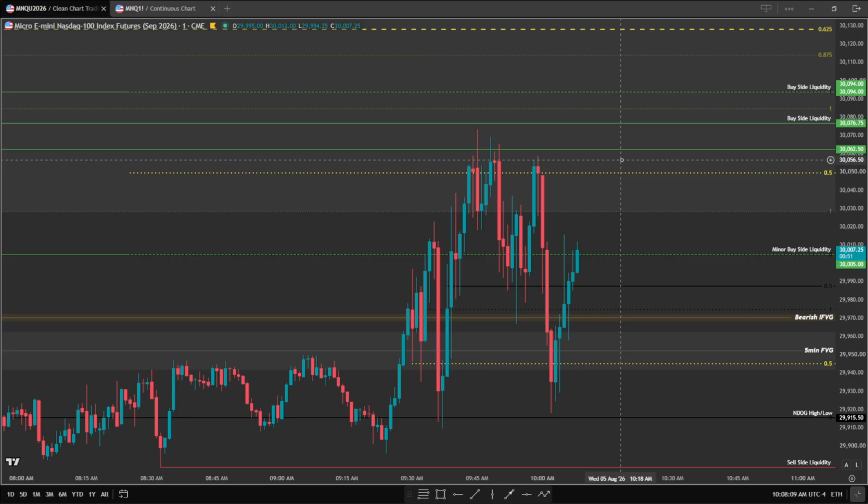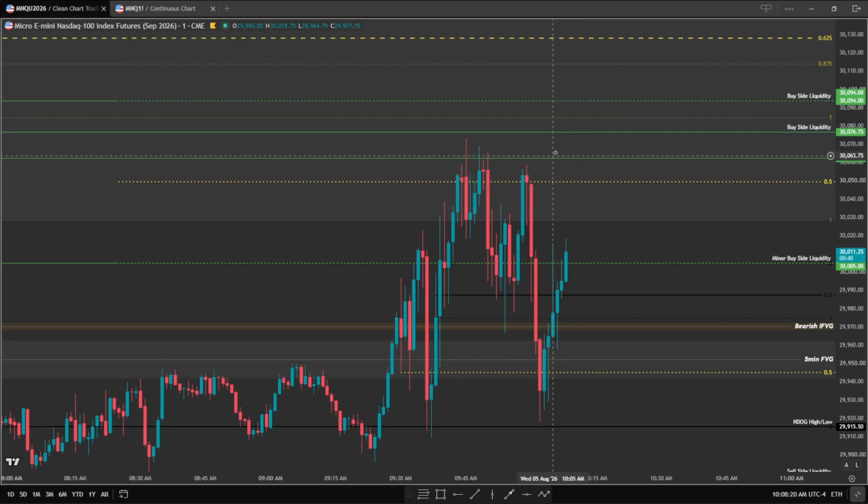So, yeah. And then this was a great entry. I really like my entry here at the low of that daily fair value gap. I timed it and got a decent fill. And my stop was up here. And that's a nice move.